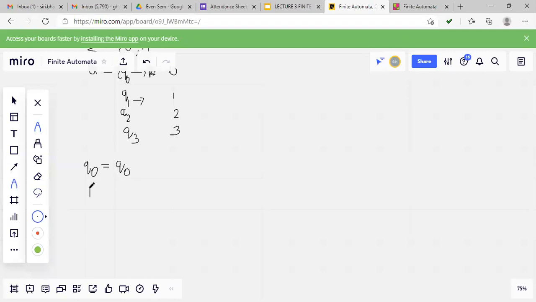Then, which will be our final state? Final state, Q0 itself, because the remainder is 0, so remainder 0 should be accepted. So it is Q0. Okay, so we'll quickly move on to our state table. Input is only 0, 1, so here there will be only 0, 1. Here Q0, Q1, Q2, Q3. Mark the start state. Mark the final state.